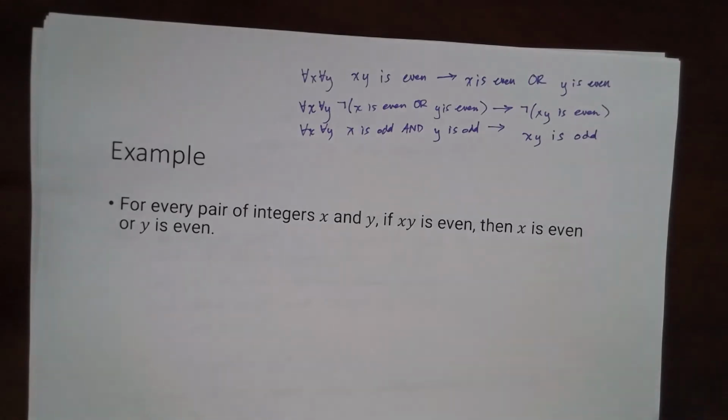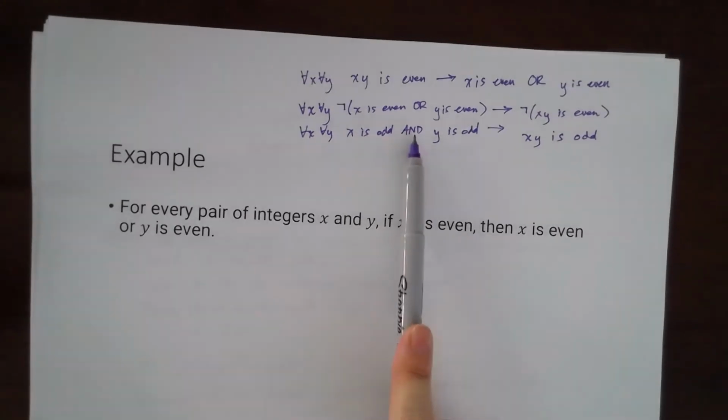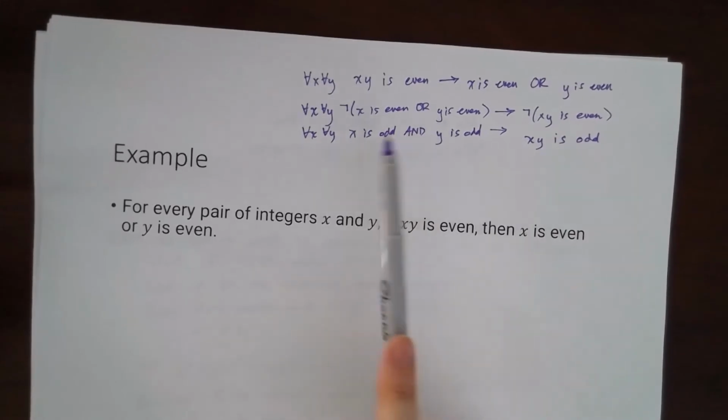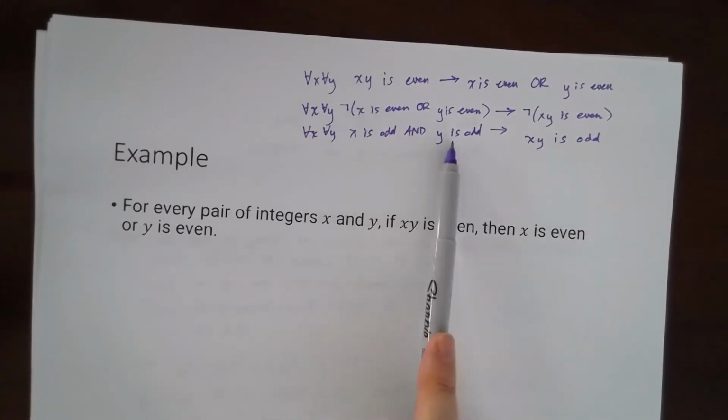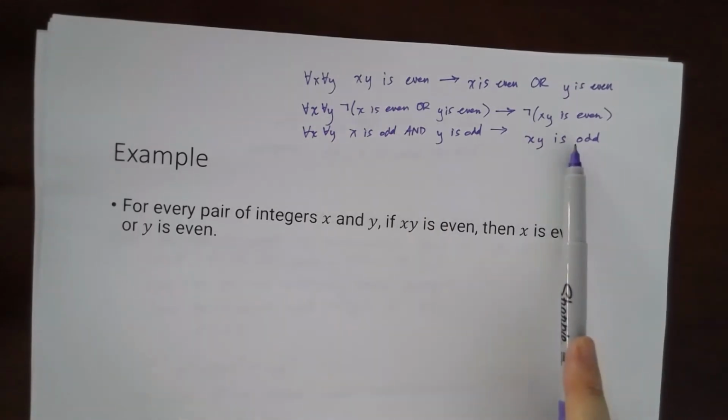Okay, so this one on the bottom would be our final statement of the contrapositive. And notice, again, this is kind of desirable. When I have an "and" in here, I can assert that both of these things are true at the same time. And then I can use both of those facts to derive something about the product.